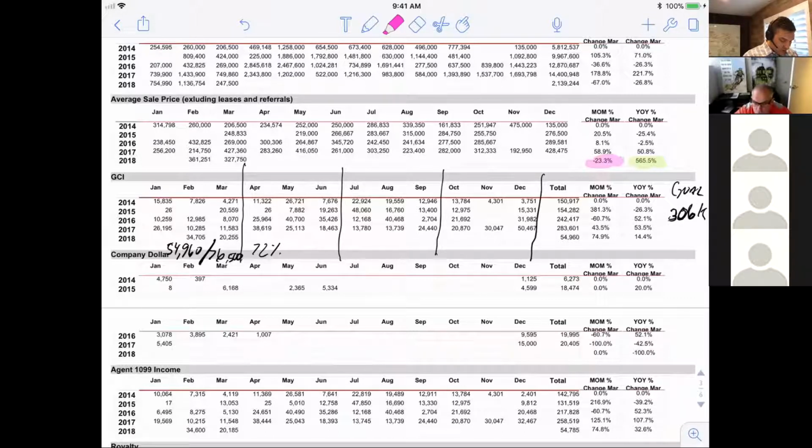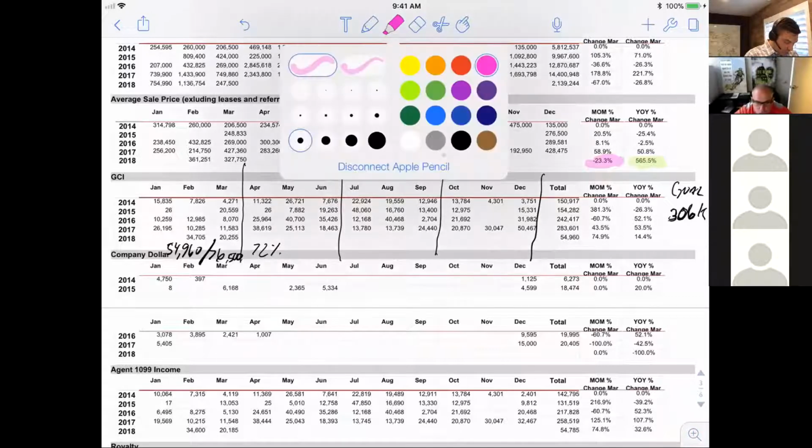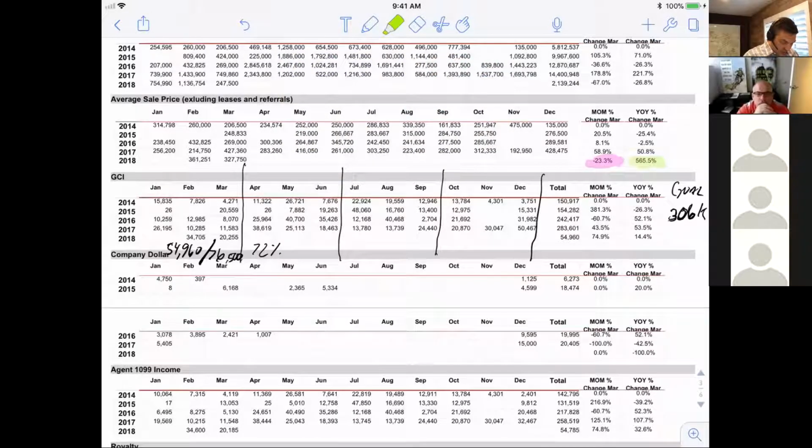Okay, GCI, let's look at this real quick. So we can see that there's a couple good things here. Year over year, she's ahead 14.4% in her GCI. Month over month, from March to March, she's ahead by 75% in her GCI. So she's ahead, even though she's closed fewer units so far this year than she did last year. Her GCI is ahead of where it was last year.